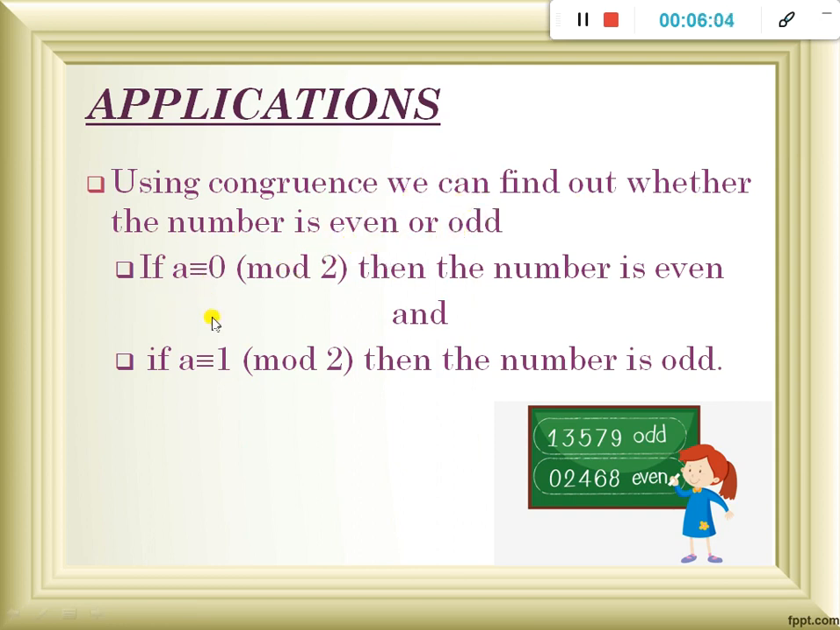If A is congruent to 0 mod 2, then the number is even. Obviously, while we are dividing, if the remainder is 0, that number must be even. If A is congruent to 1 mod 2, then the number is odd. So this is the simple trick. While solving, we can use this for finding whether the numbers are even or odd, right?